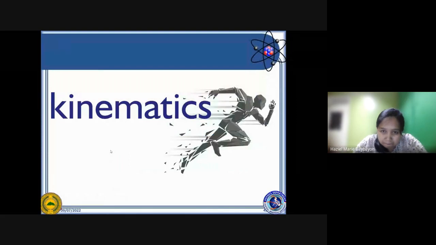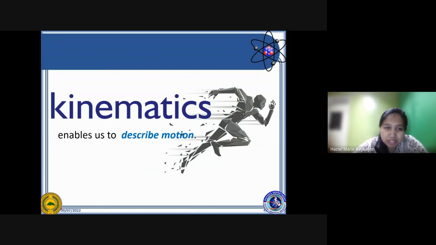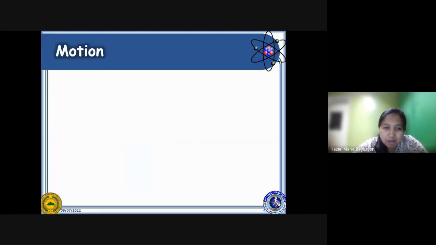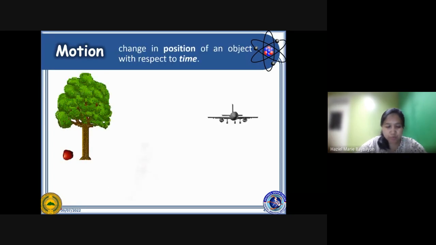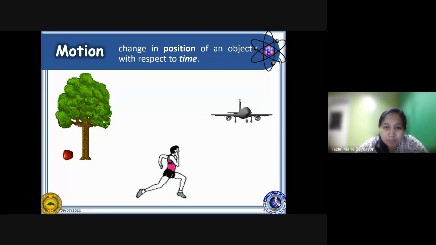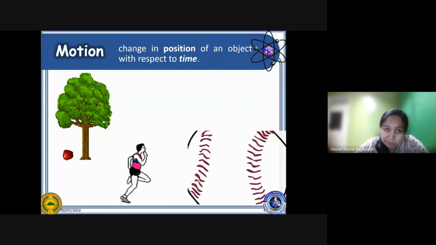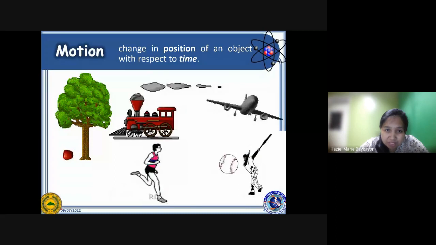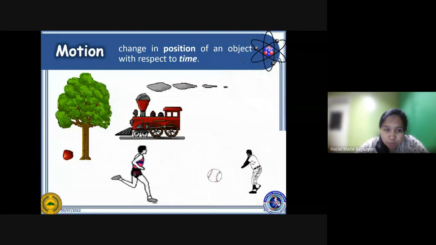Okay. So, kinematics is a branch of physics that deals with motion. So, it enables us to describe motion. What is motion, class? Motion is simply a change in position of an object with respect to time. So, tanang moving object, nag-change na siya of position with respect to time.